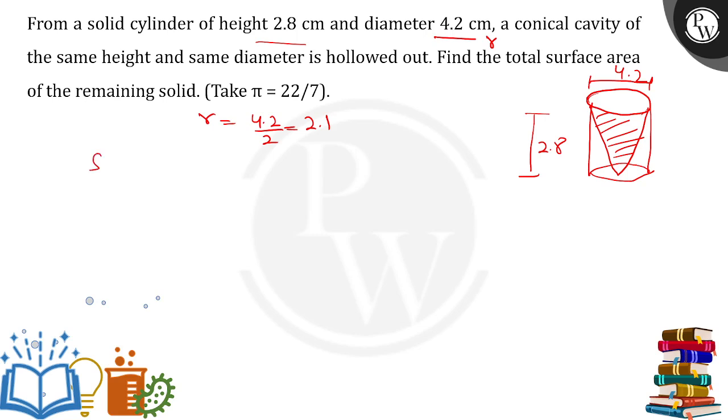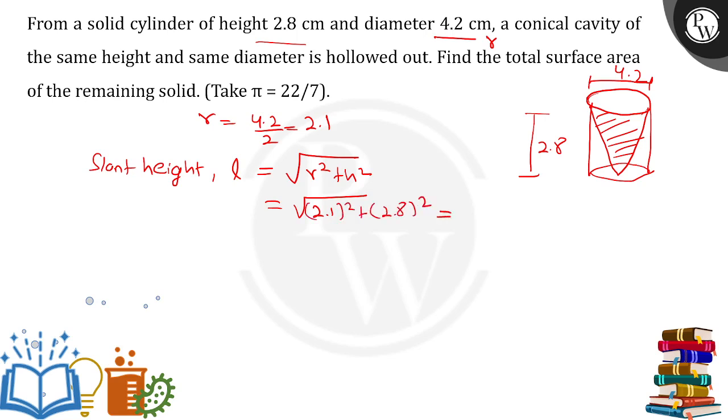So what is slant height? Let me write it for you. Slant height, which we call simply l. Slant height of the cone, l, will be the square root of r square plus h square. Putting up the values, we have 2.1 whole square plus 2.8 whole square. Again, a calculation is involved which you have to do. This will be 4.41 plus 7.84. Doing the addition, we get 12.25, whose square root is 3.5 centimeter. This was important because the surface area of the cone is required.